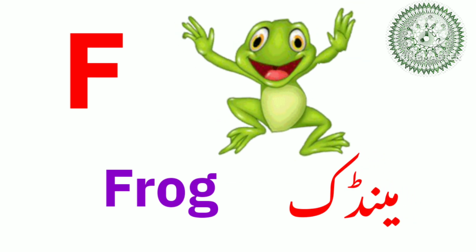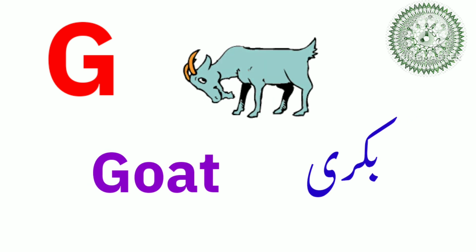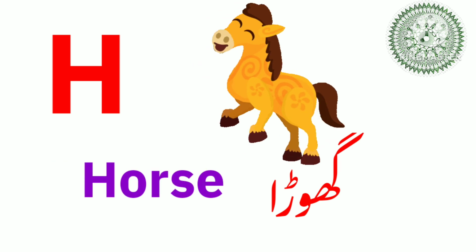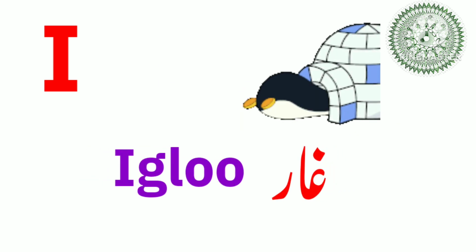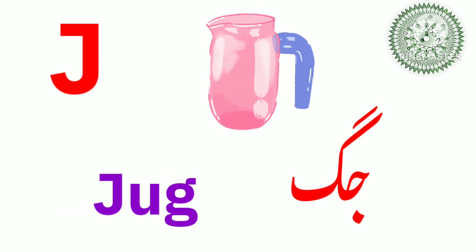F is for frog. Frog mean medak. G is for goat. Goat mean bakri. H is for horse. Horse mean ghoda. I is for igloo. Igloo mean gar. J is for jug. Jug mean jug.